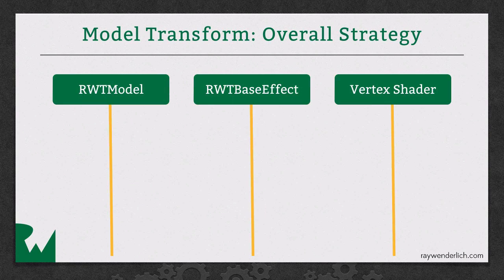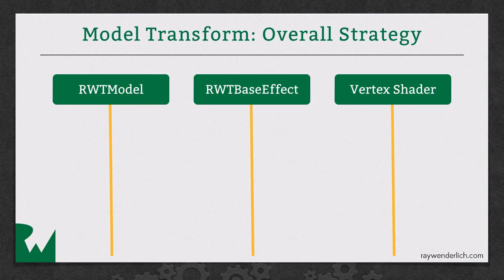So there are 3 players here. There's first of all RWTModel, which, remember, is the class that represents your model. Right now it represents our square, but we're going to have different subclasses for this later. Then we have RWTBaseEffect. This is the class for this shader. And finally we have the vertex shader itself.